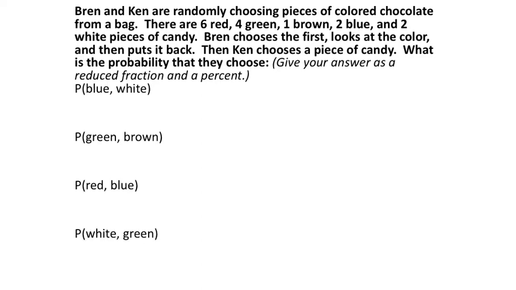Now remember, since on this one, Bren is putting the one that Bren chose back, when Ken chooses, he's going to find the same total amount of candies in the bag, right? So what do we got on this one? Looks like we got 6 red, 4 green, 1 brown, 2 blue, and then 2 white pieces of candy on this one. So we need to figure out how many total pieces of candy are in here. And I know they're chocolates, but you can say candies as well. They're classified the same way anyways.